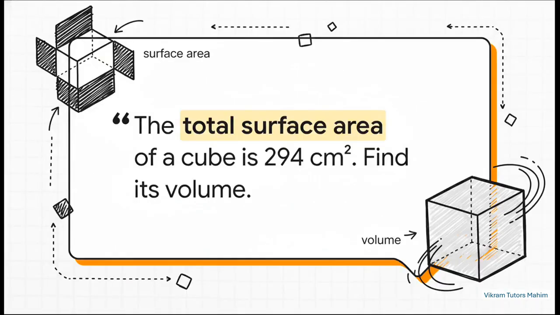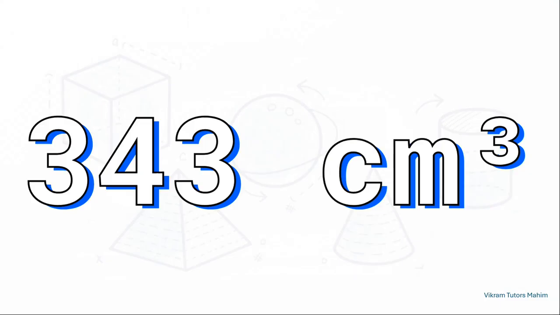Let's try a quick problem. If I tell you that the total surface area of a cube is 294 square centimeters, can you figure out its volume? And the answer is 343 cubic centimeters. So how in the world do we get that? Well, we just have to work backward.